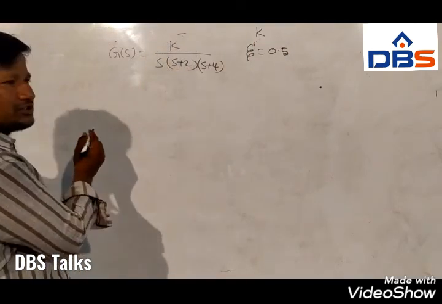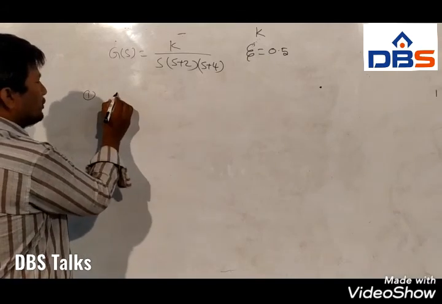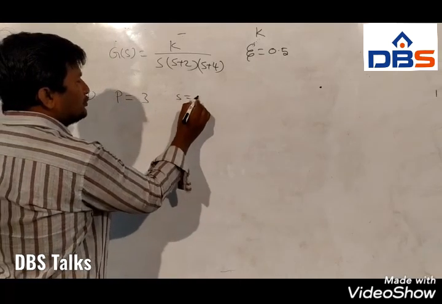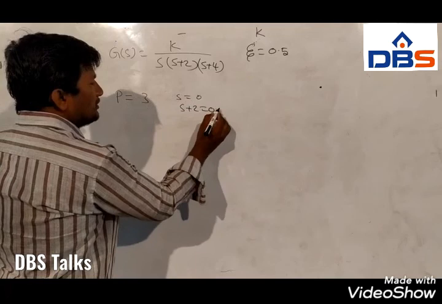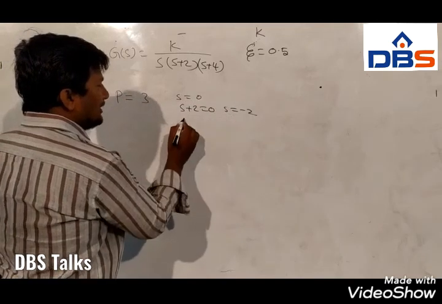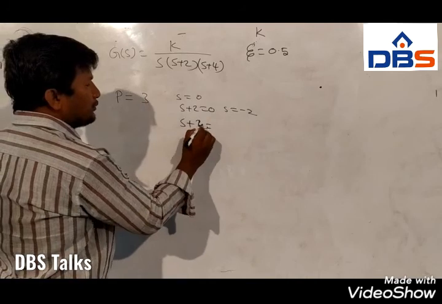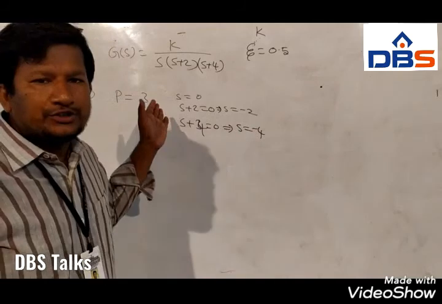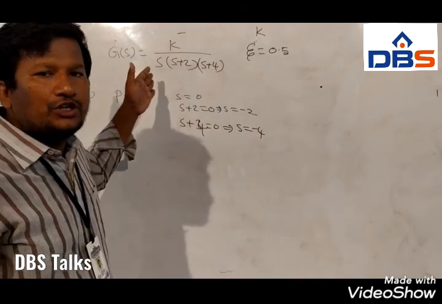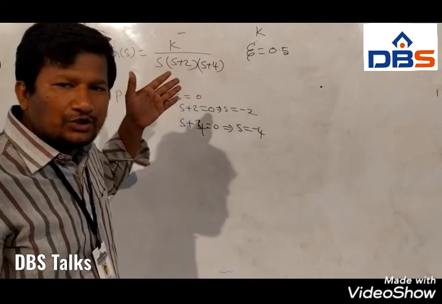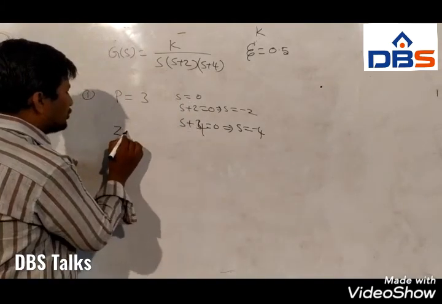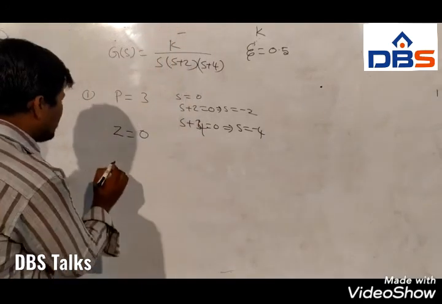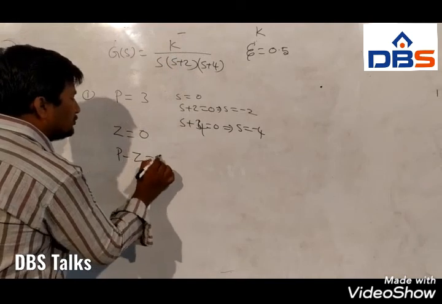Now first of all, the first rule. How many poles are there? Number of poles P equal to 3. That is s equal to 0, s plus 2 equal to 0, that is s equal to minus 2, and s plus 4 equal to 0, that implies s equal to minus 4. So total number of poles equal to 3: s equal to 0, s equal to minus 2, s equal to minus 4. Total number of zeros equal to 0. There are no zeros in the given problem. Therefore P minus Z equal to 3.